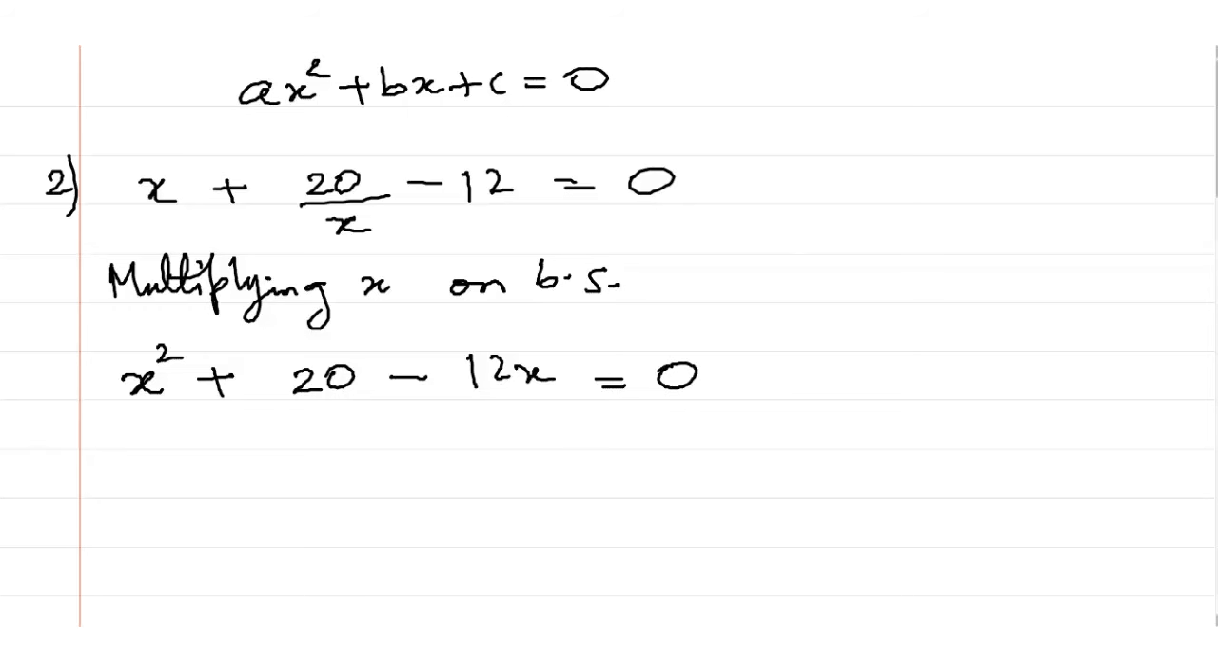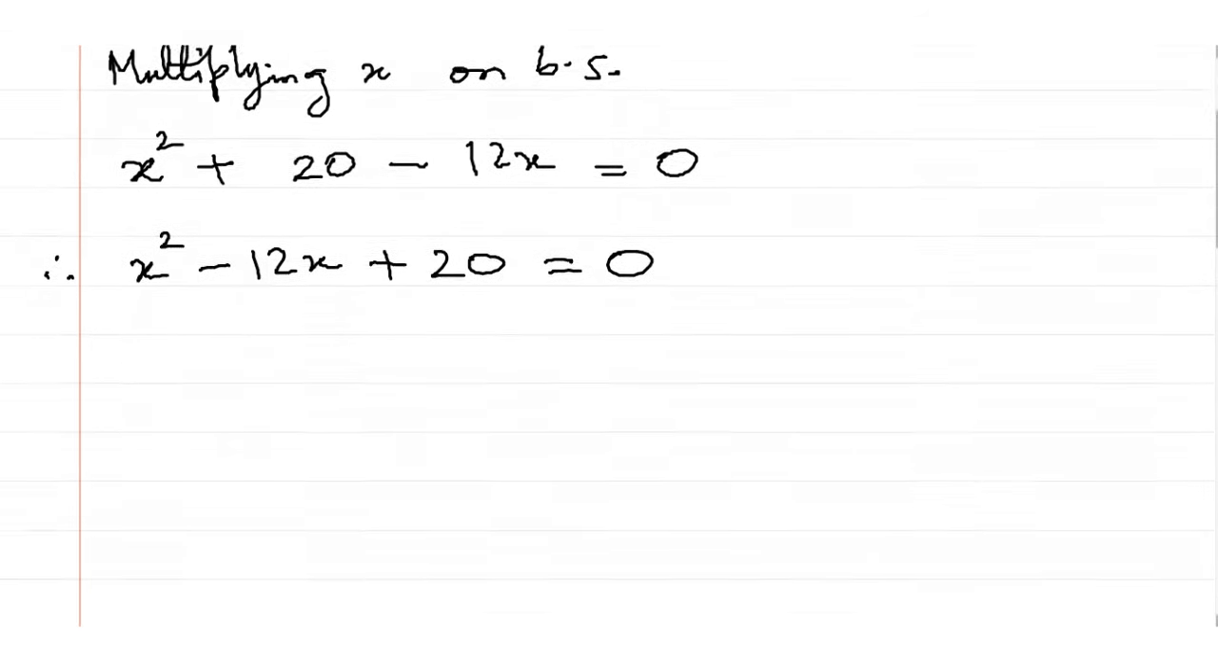20 upon x multiplied by x is 20, minus 12 into x is 12x, and 0 into x is 0. It is something like this. x into x is x square. x into 20 upon x is 20, as x and x cancel. 12 into x is 12x and 0 into x is 0. It is okay if you don't show this. Now let us write this in the standard form. Therefore, x square minus 12x plus 20 is equal to 0.